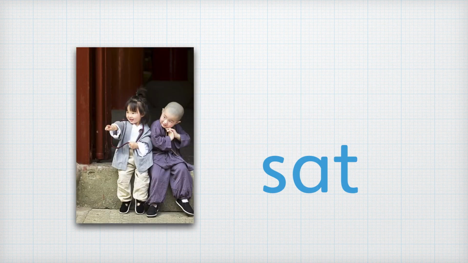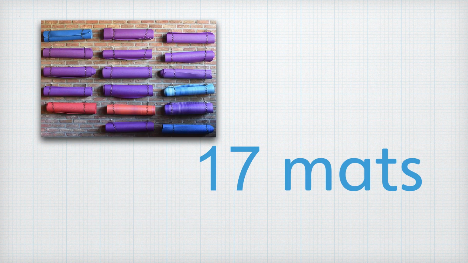So now I can change my letters around and I've got the word sat. Sat. They sat down. But S is also very useful when we add it at the end to show more than one of something.